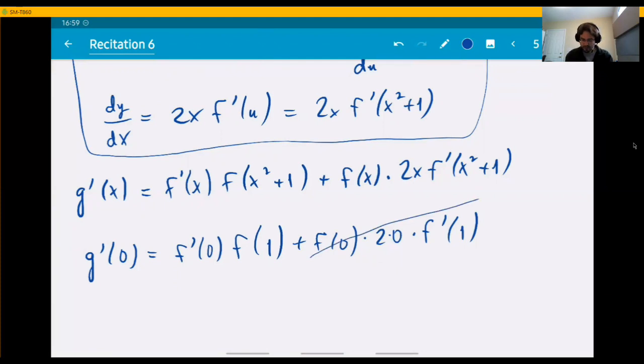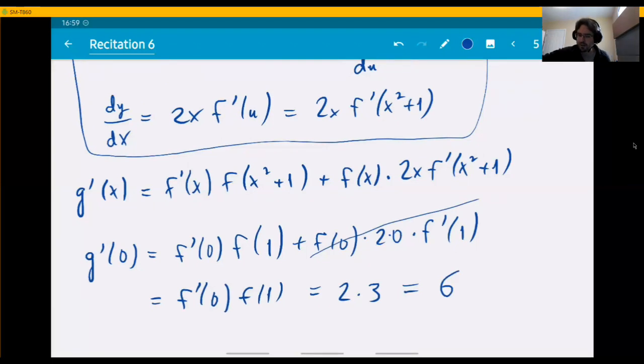We don't know at least one of these numbers here, but we don't have to know them because this term goes away entirely. This is just f prime of 0 times f of 1, where if you look back in the table, this is 2 times 3. I don't want to scroll back up. I have it written down on the side here. So the answer is 6.